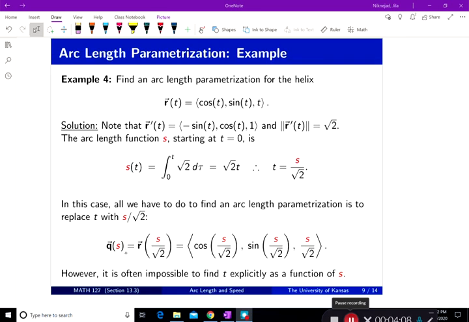I found q of s, and it was r of s over square root of 2, and it came out very nicely. But most times with the functions that are available to us, the parameterization is not going to end up so nicely. And so the next example will give you a glimpse that there are only a few parameterizations that, if you switch to arc-length parameterization, would look nice.